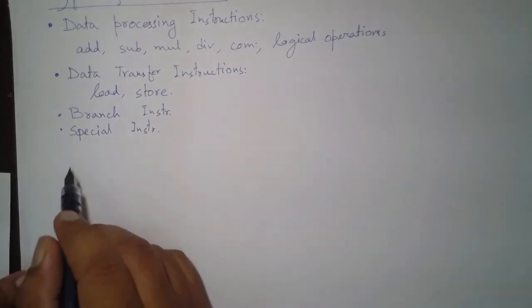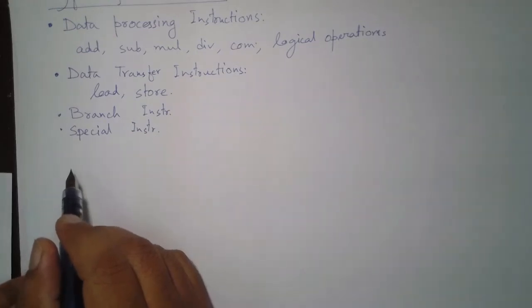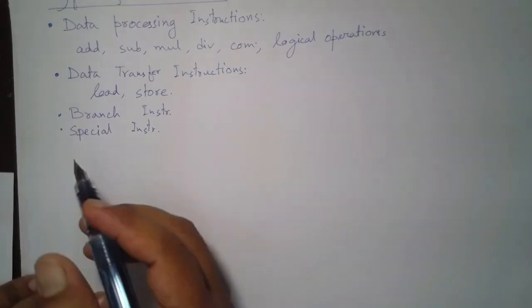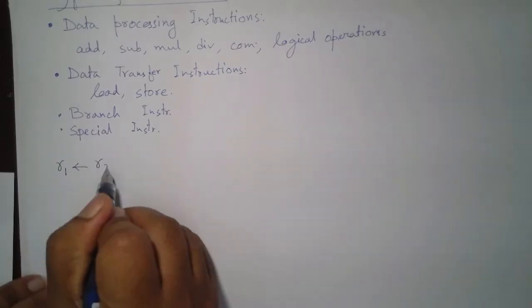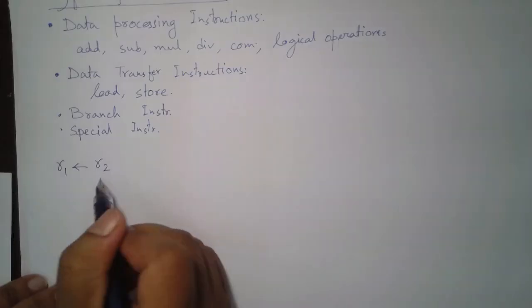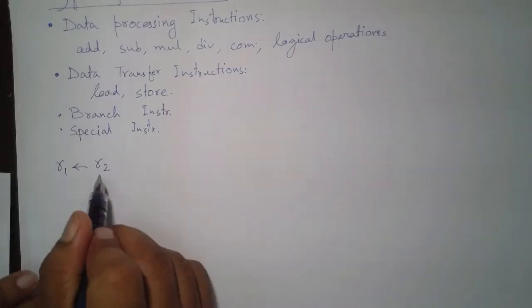We will talk about addressing mode in a minute. Now, there are simple notations which we have already seen multiple times. So, when we write down something like this, that means that we are trying to put the content of R2 into R1.